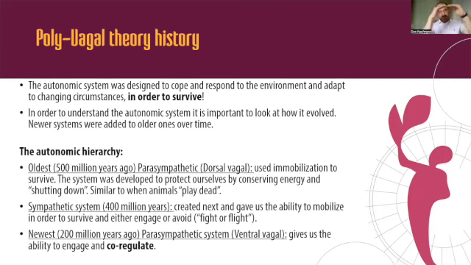So the three stages of the system start from the oldest, when the system taught us how to completely shut down and be immobilized; a newer system that taught us to be mobilized, to fight or flee; and the newest system, through which we got the ability to co-regulate, be social, and get information from other people that we're in a group with.